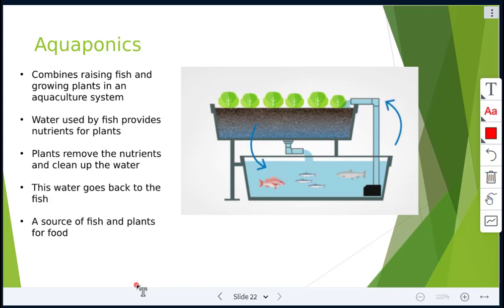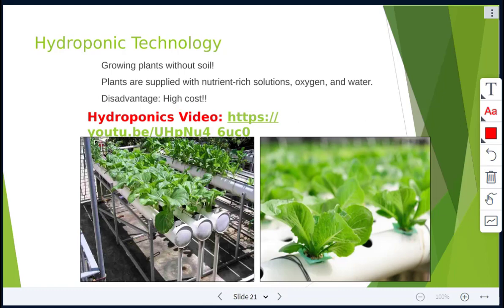We will watch this video on hydroponics, but here I wanted to show another method, which is called aquaponics. What you can see here is we have plants up at the top, and then we have this aquarium with fish at the bottom. What's happening in aquaponics is it's combining raising fish and growing plants in an aquaculture system. The water used by the fish is providing nutrients for the plants. The plants remove the nutrients. They're also cleaning up the water at the same time. Then this water goes back to the fish. So it's a source of fish and plants for food. All right, so let's take a look at this video here.